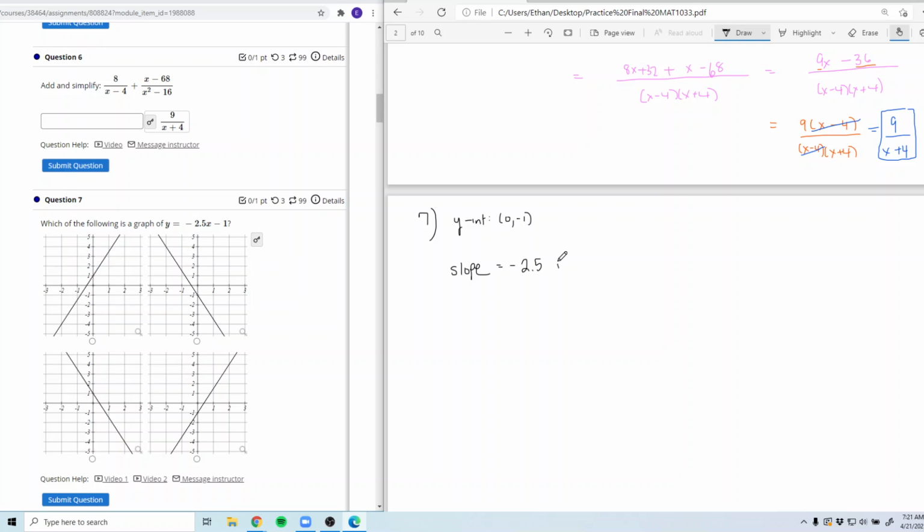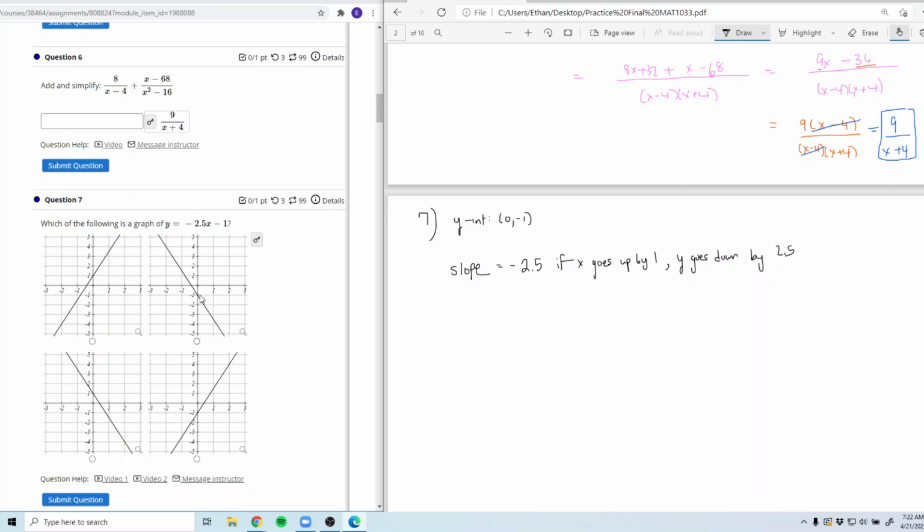What that means is if x goes up by 1, so think about we're starting at this y-intercept, which we know is negative 1. If x goes up by 1, that means it's going to go to the right one. The slope being negative 2.5 means the y value goes down. Because it's negative, it's going to go down by 2.5.